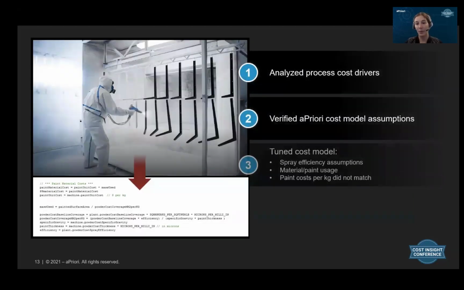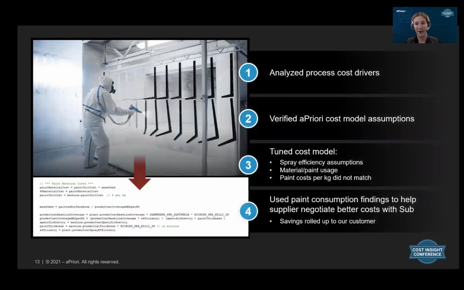So the next step was to begin the root cause analysis of the paint cost difference. So with the help of an aPriori consultant, they investigated the assumptions behind the paint cost that aPriori uses and they shared that with the supplier. So they said, okay, we're assuming a paint cost of $7 per kilogram. We're assuming half a kilogram is used per batch, and there's 100% yield on the paint process.